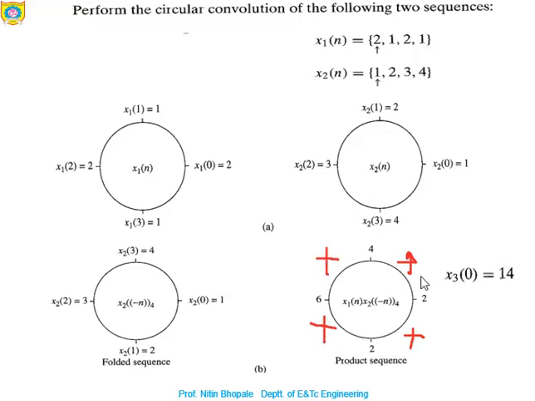By the addition of all these sequences, the resultant is nothing but x3 of 0 is equal to 14. Now this is the calculation for m equal to 0. This is to be done for m equal to 0, then 1, 2 as well as 3. And total 4 point circular convolution, that's why 0 to 3 will be the range for m. Now let's proceed for the further calculation.